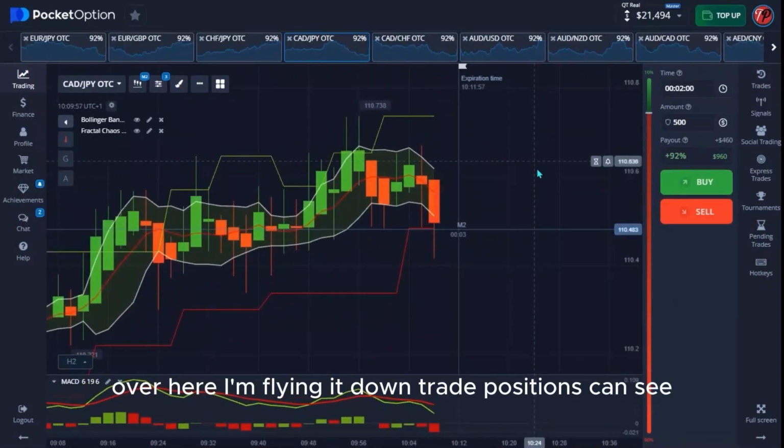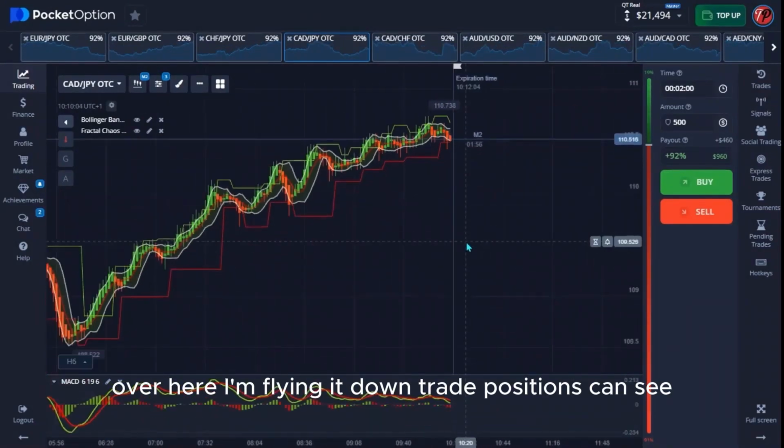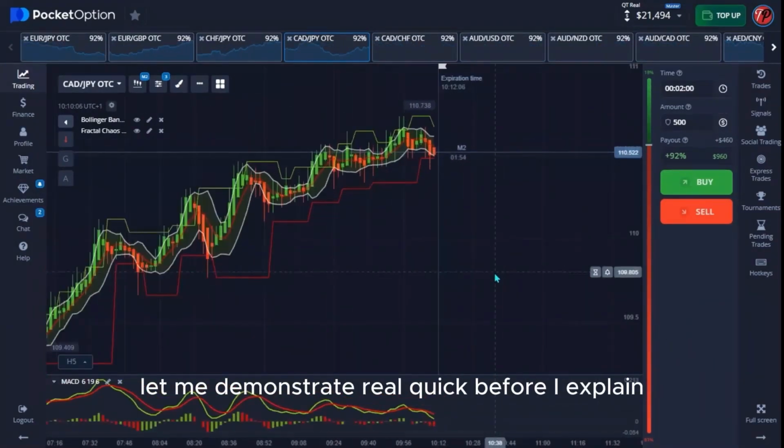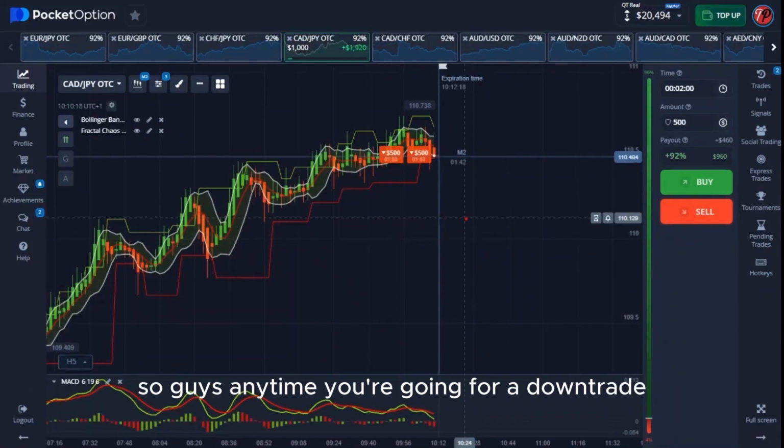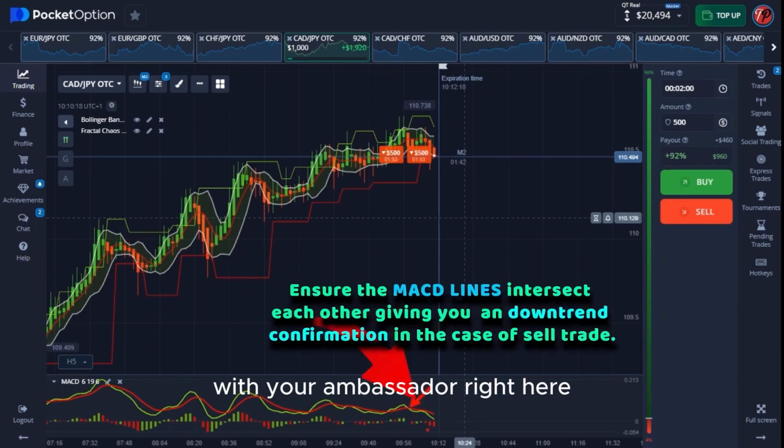Okay guys, over here I'm finding a downtrade position. As you can see, let me enter this trade real quick before I explain how to trade on that. All right, so guys, anytime you're going for a downtrade, the number one thing you always need to keep in mind is your MACD right here.